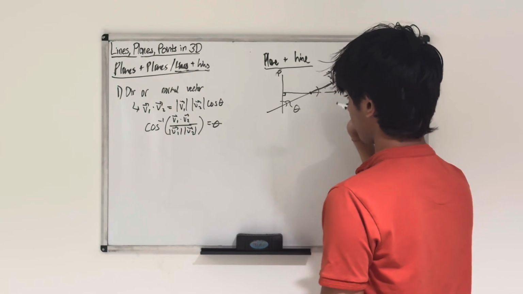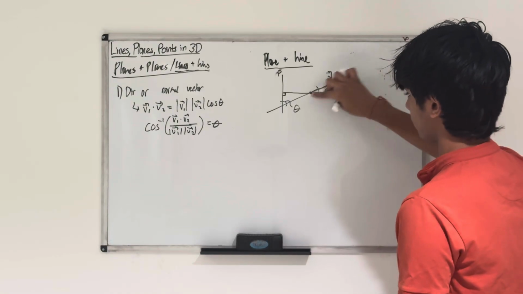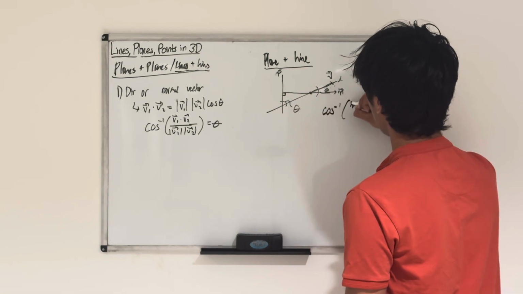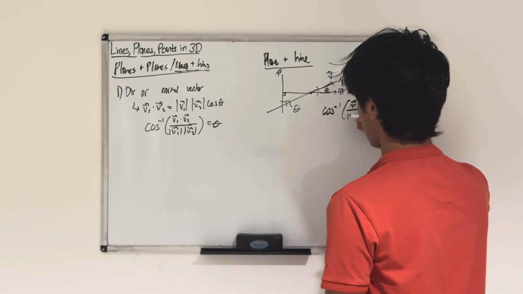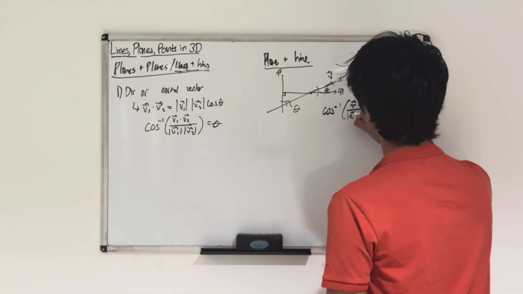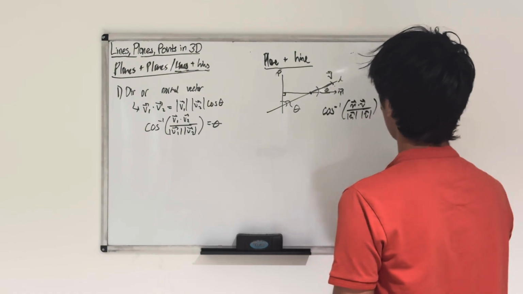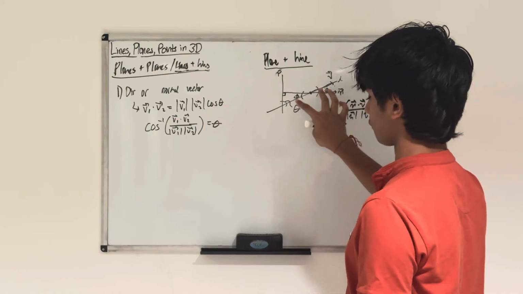Let's call it phi. So the angle between the normal vector and this vector V for the line is equal to the normal vector dotted with V, divided by the magnitudes multiplied, and this equals phi. And here we have a triangle, so this is also equal to phi because they're congruent angles.